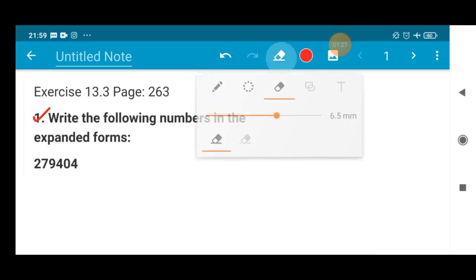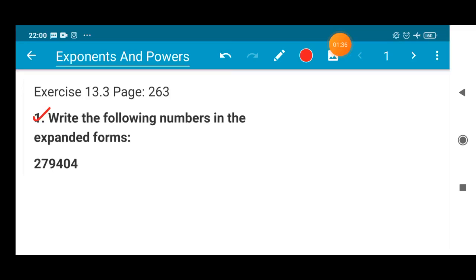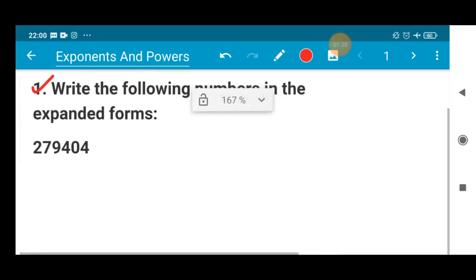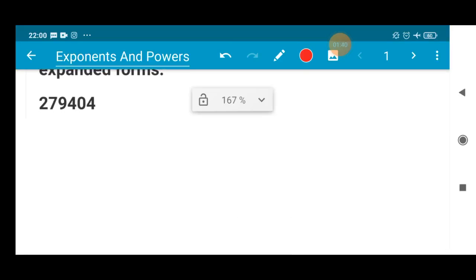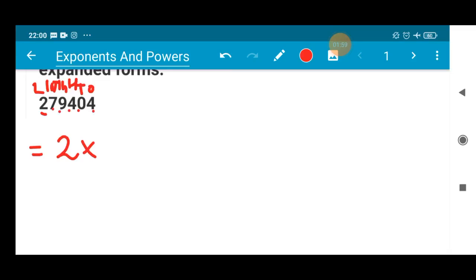Otherwise the method is very similar to the method which we have done in the earlier class. So, write the following numbers in expanded form: 279404. At first you will write 2, the first number. Now 2 is in which position? Ones, tens, hundreds, thousands, ten thousands and lakh, right? In lakh position. So after 2 how many digits are there? 1 2 3 4 5.